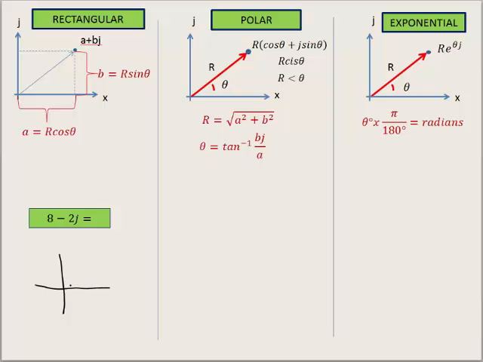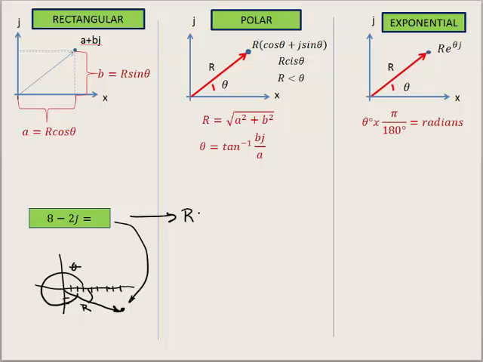So 8 on the real. That's 1, 2, 3, 4, 5, 6, 7, 8. Okay, we're going to go all the way out here, and we're going to go down negative 2 on the imaginary axis. So that's that point right there. Here's our vector, R. And actually, our theta will be this angle. All right, ready? Sure you are. Let's convert that to polar.